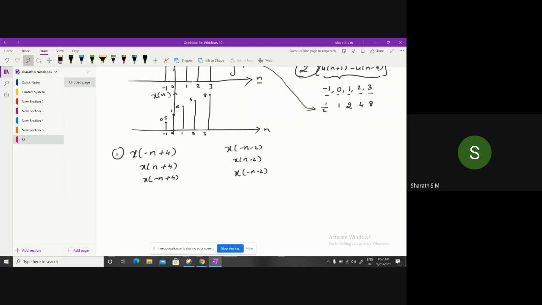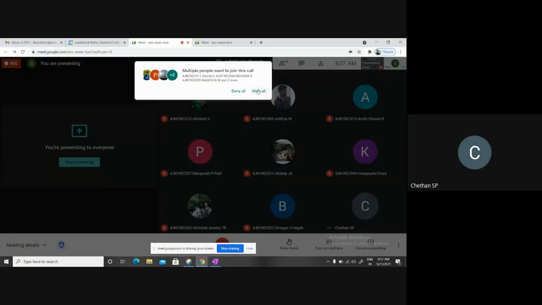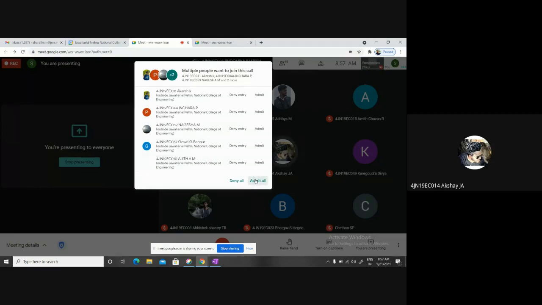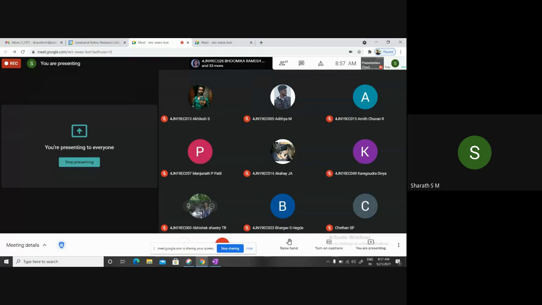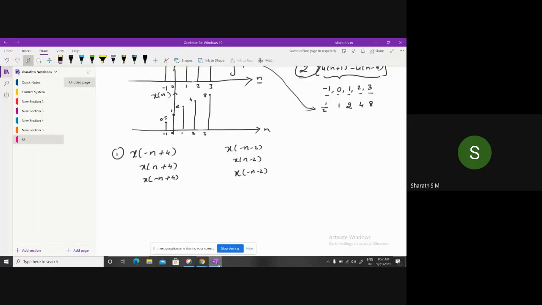Shift towards left, minus 4. So x of minus n plus 4. So that means we'll shift towards left side by 4 times. The signal will shift towards left side by 4 times.